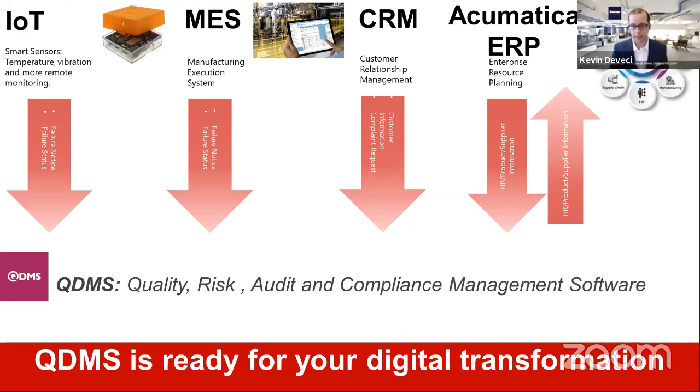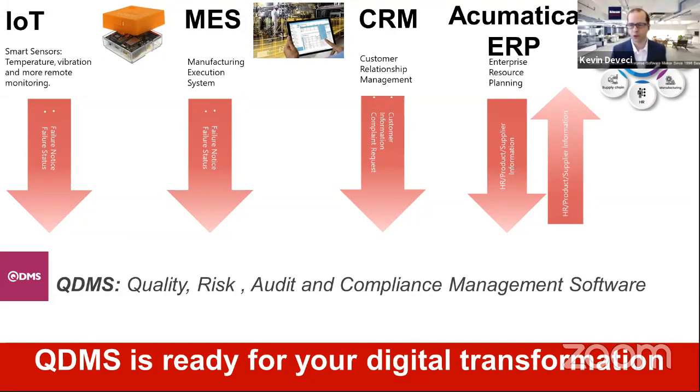QDMS has the latest technology, and it is open to communicate with other systems. What it means is any other system that you have at your company, QDMS can be integrated to pull and push data. The idea is to have an integrated business management system for you, and you can avoid double entering data into different software products, right? So if you enter it into Acumatica, we can pull it from QDMS, or the other way around. If you enter data into QDMS, we can push it to the Acumatica ERP system.